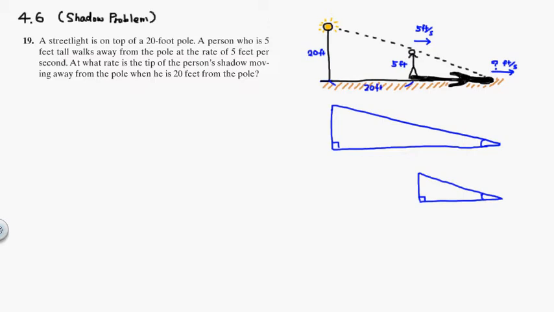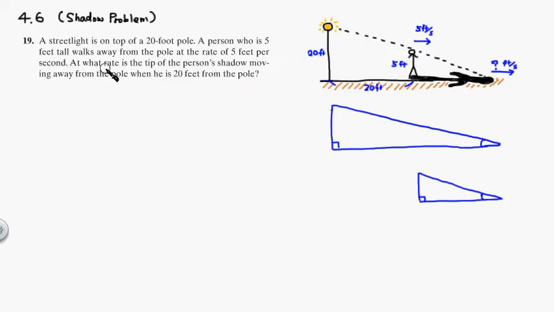Okay, let's look at section 4.6, problem number 19, a shadow problem. A street light is on top of a 20-foot pole. So you have a street light here. A person who is 5 feet tall walks away from the pole at the rate of 5 feet per second. So he's 5 feet tall, and he's walking away at the rate of 5 feet per second.